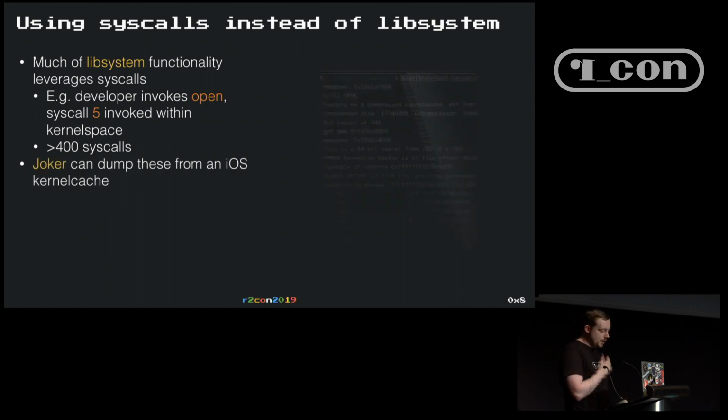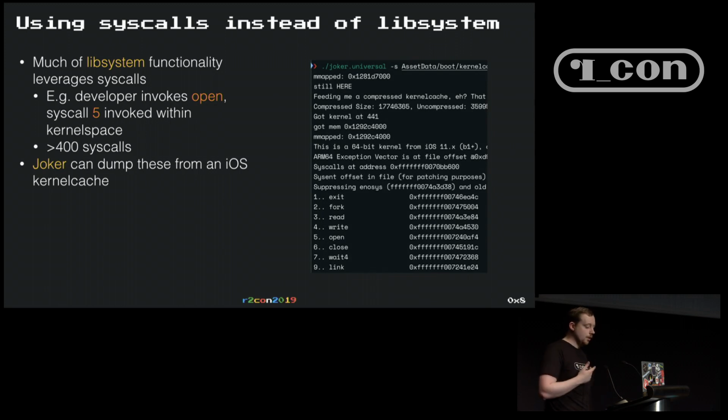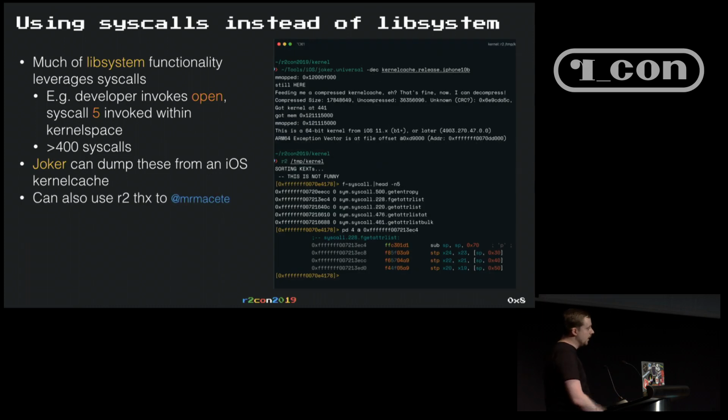But you can print these pretty easily. There are tools out there like Joker, which is another open source tool where you can print out the system call table if you pass it iOS firmware. And thanks to Mr. Machete, who's somewhere here, R2 can also do this. So now if you give R2 a decompressed kernel image, you can analyze it as well and do many more things, but you can get the system call table or the trap table as well.